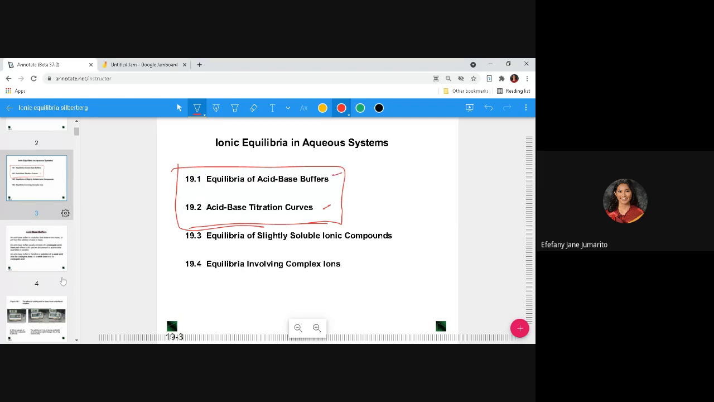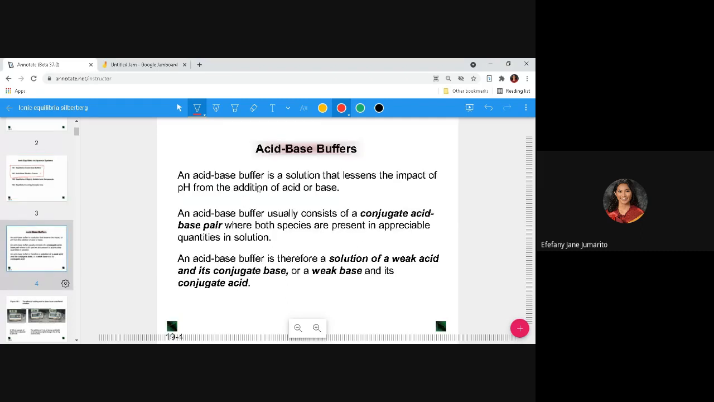So buffers, acid base buffers. An acid base buffer is a solution that lessens the impact on the pH from the addition of acid or base. When you search acid base buffers, buffers resist the change in pH.